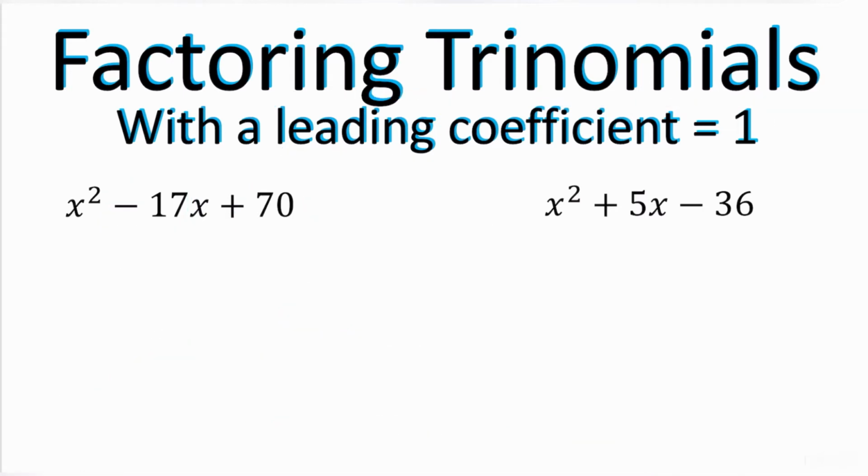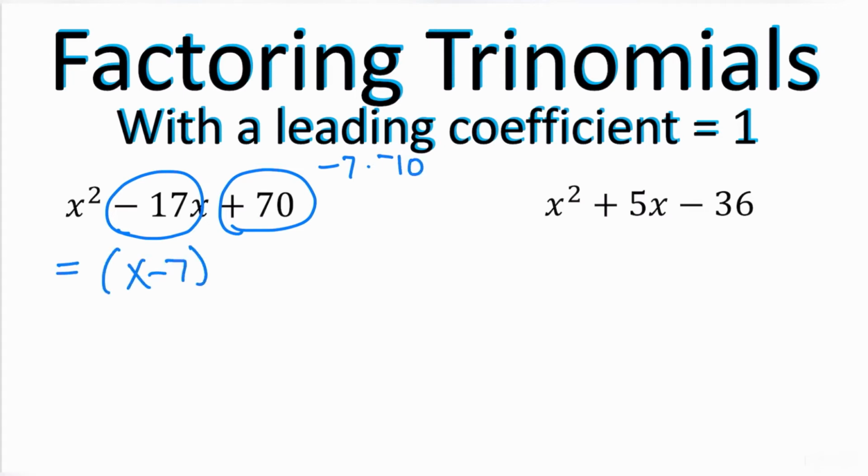So let's go ahead and do a quick recap. You have a trinomial. The leading coefficient is 1 because there's no other number in front. We're looking to see what multiplies to give me positive 70 that's going to add to give me negative 17. So I wrote down all the possible combinations and I came up with negative 7 times negative 10. So then this factored out as x minus 7 times x minus 10. And that means that I would go ahead and distribute and I would check that my answer actually matches.